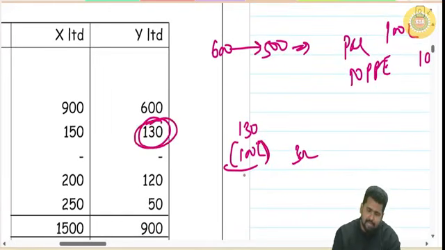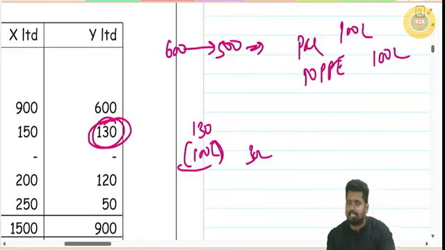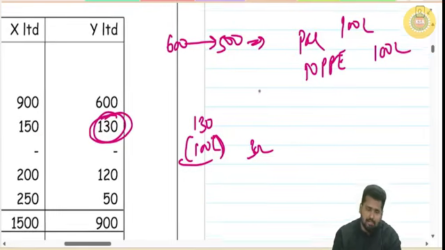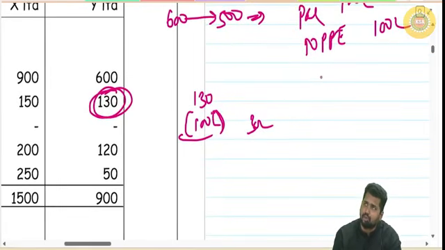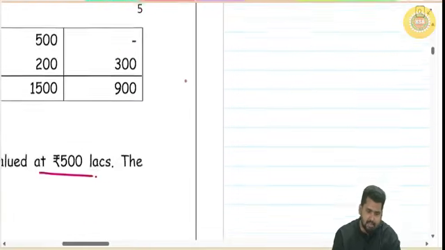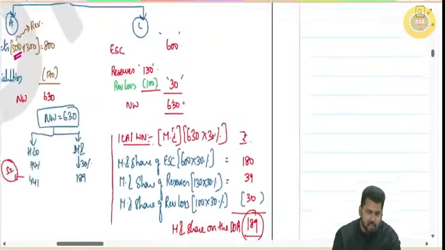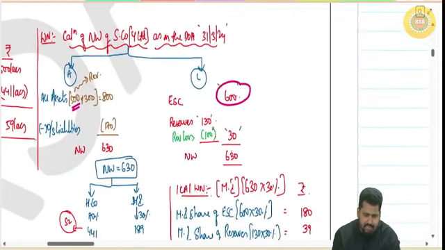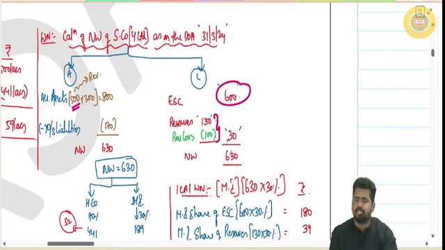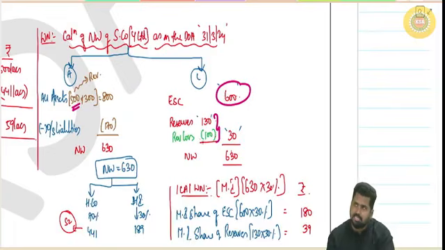Subtract this from P&L, because P&L debit means it will decrease the P&L balance. So 130 minus 100. Therefore, reserves is only how much? 30. So 600 plus 30, how much? 630. Correct? So where is that? 600 is equity. Reserves is only how much? 30. So how much is this? 630. Clear? This is easy or not?